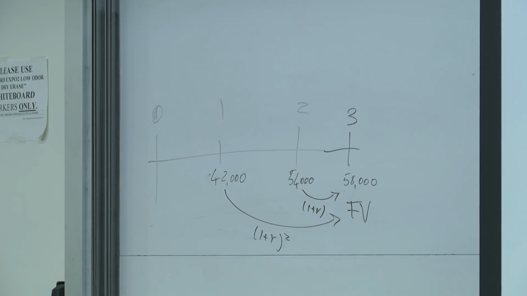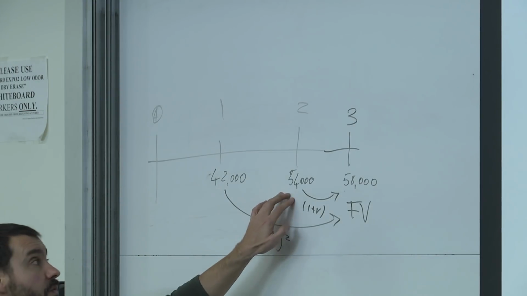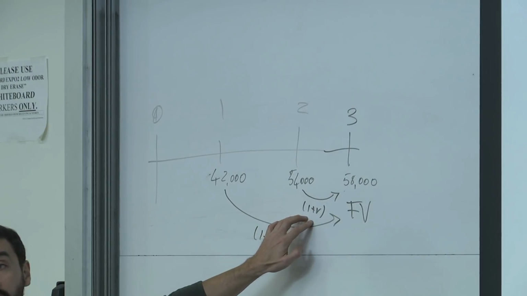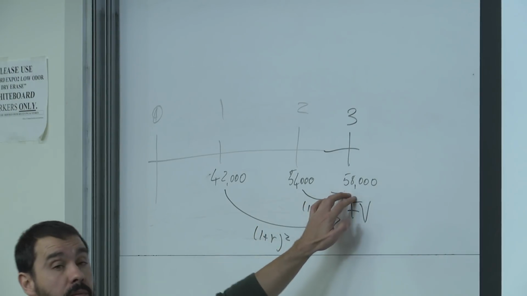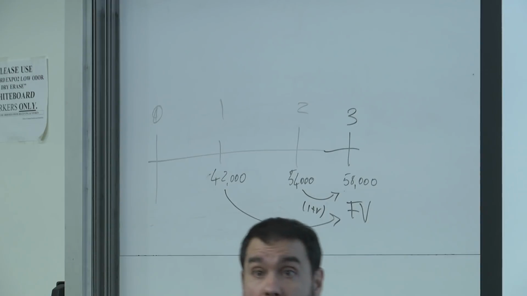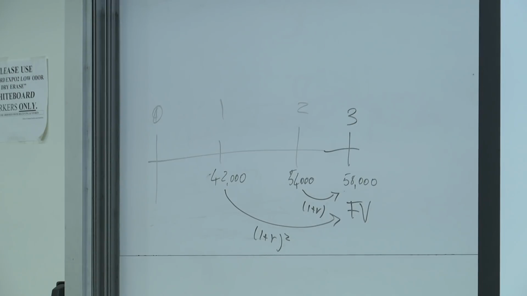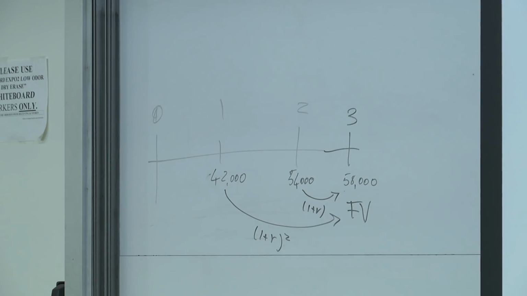So in this case, it's much easier to just compute 42,000 times 1 plus R squared, plus 54,000 times 1 plus R, plus 58,000. You compute the future value of each of those cash flows at a common time, which is time equals 3, and then you sum up those future values.